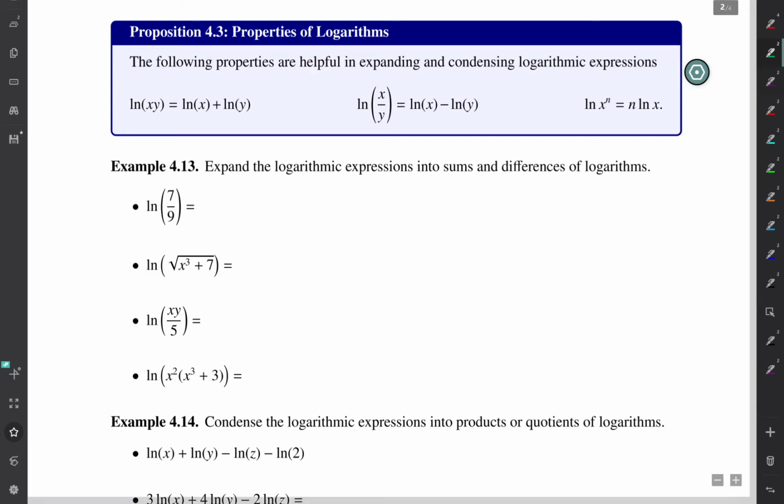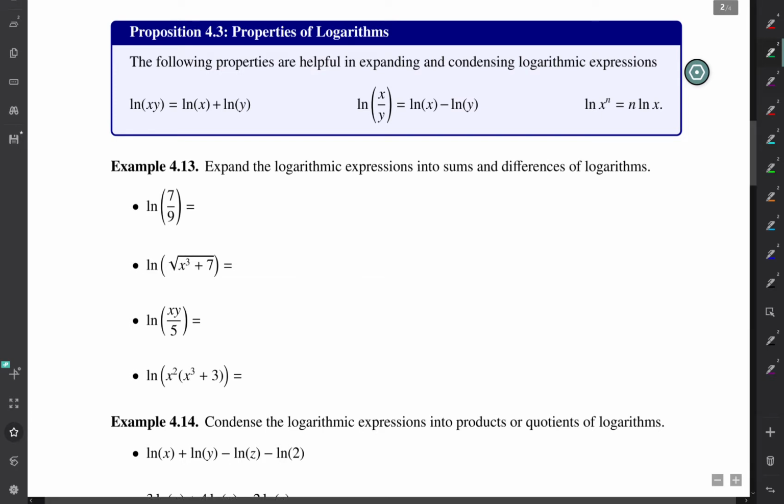The first one is the natural log of 7 over 9. And rule number 2 here says that if you have the natural log of a quotient, you can write that as the natural log of the first number, or the top number, minus the natural log of the bottom number. And that's all you have to do.